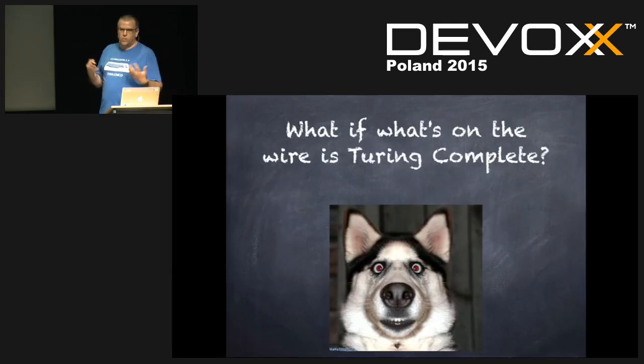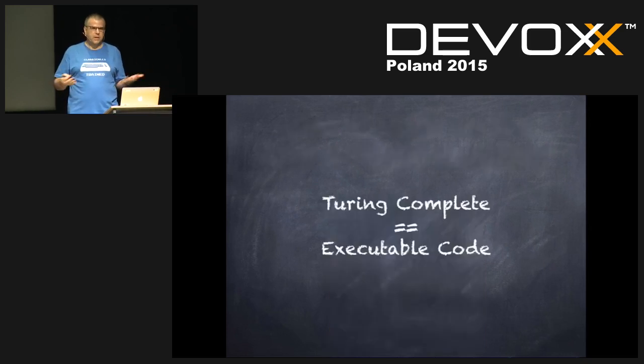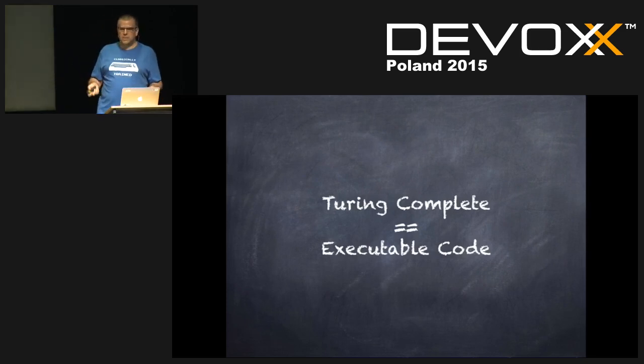So what if what's on the wire is Turing Complete? Once again, I was building a platform as a service that runs an analytics service. So by definition, the program that is doing the analysis is Turing Complete. So how do we secure a system where we know the user is going to be uploading code that is Turing Complete? And, being a little bit less philosophical, Turing Complete means executable code.